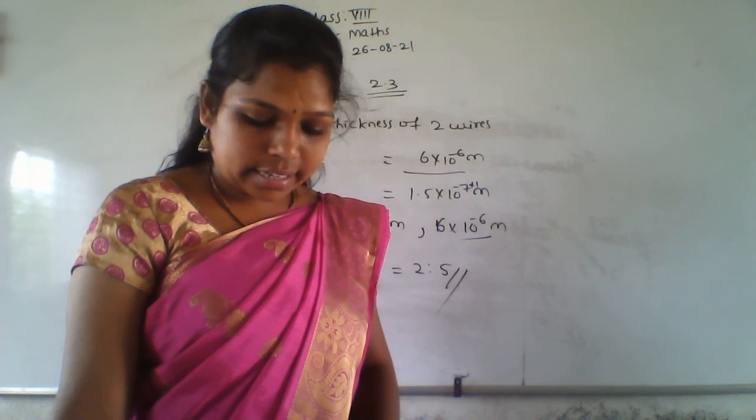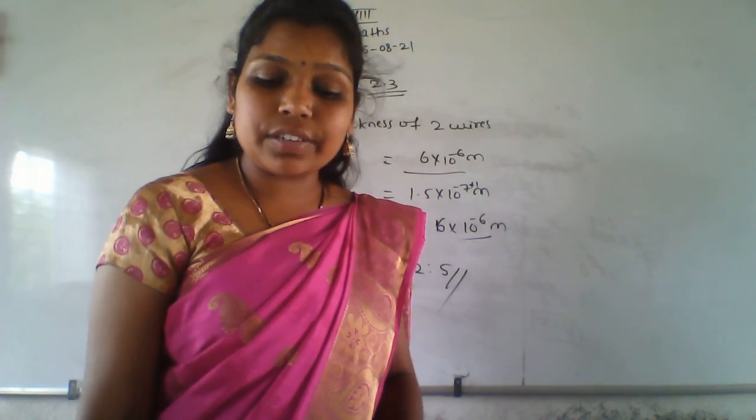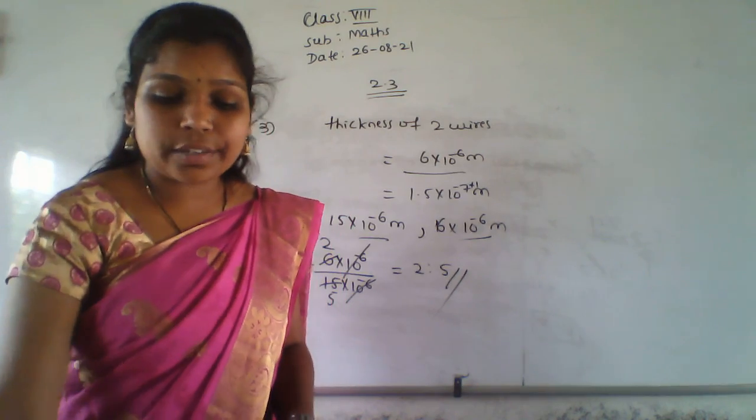Sixth one, seventh one is also a very easy thing. Sixth one is again a subtraction. Seventh one is a subtraction. So try to solve those problems.